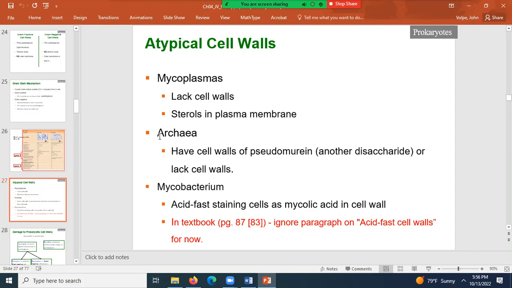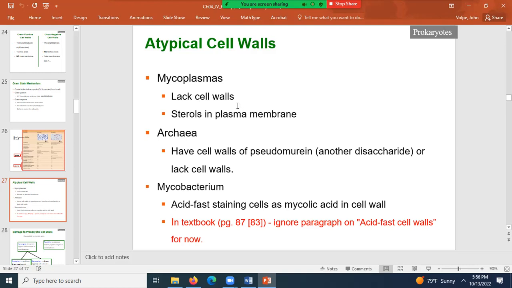Among the bacteria, there are two families that have atypical cell walls. The mycoplasmas are bacteria that lack a cell wall. They do have sterols in their plasma membrane to give the plasma membrane strength. That's the same thing animal cells have. They have cholesterol in their plasma membrane to give it strength. Well, the mycoplasma have other sterols in the plasma membrane to help give it strength.